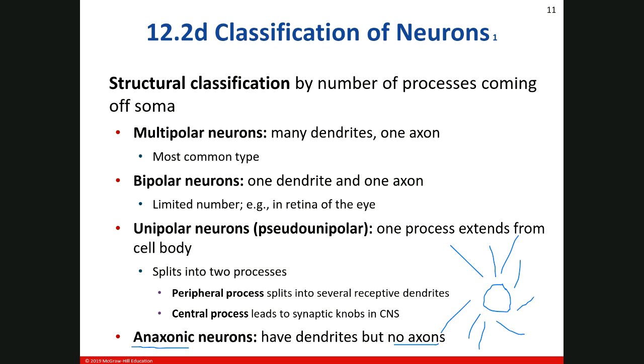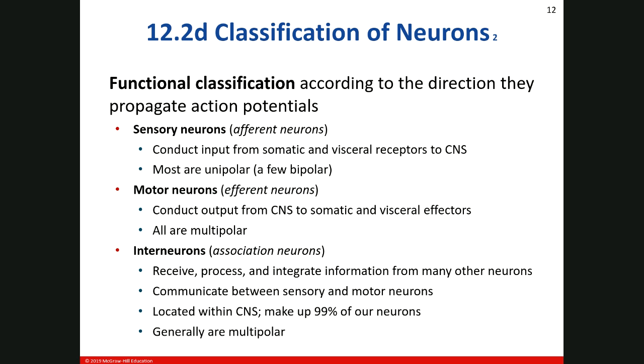All right, that's the structural classification. The functional classification, to me, is a little bit more interesting. You heard me refer to these before: sensory neurons and motor neurons. You need to know their other names. Sensory neurons are also referred to as afferent neurons, with an A. That means they bring sensory information from your periphery, from your eyes, your skin, your ears, and transmit that information to your central nervous system.